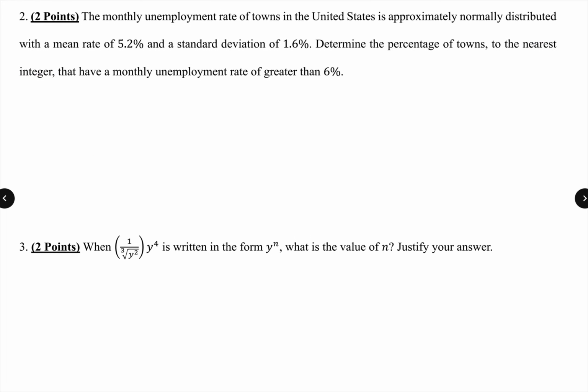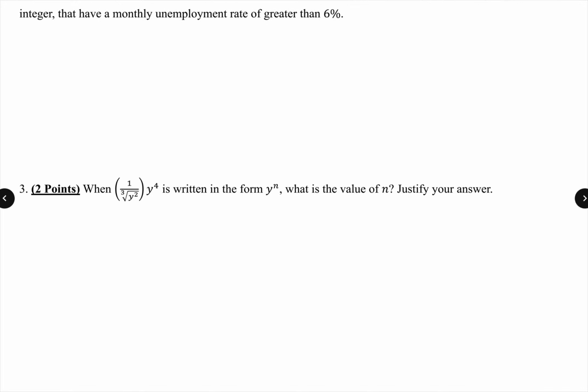Number 3. When you have 1 over the cube root of y squared, times y to the power 4, it's written in just one form, y to the power of n. What is the value of n? Justify your answer. For this one, there's a bunch of ways to do this. I'm just going to start by thinking. This is almost like saying y to the power 4 over 1.